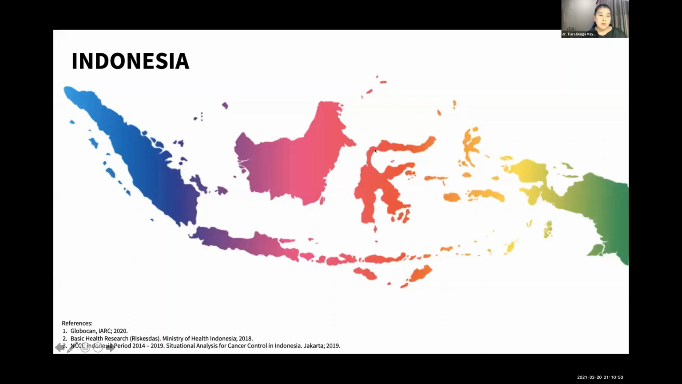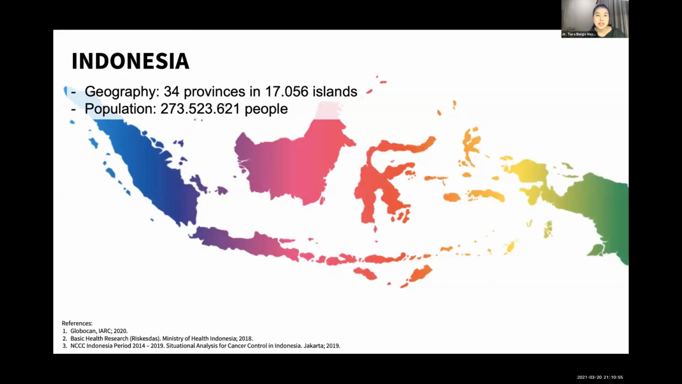So maybe most of you already know, Indonesia is also an archipelago country, and we have more than 17,000 islands divided in 34 provinces. Well, of course, this brings a special kind of geographical challenge for supplies or distribution. And as for our population, it is estimated right now, the number is 273.5 million people.